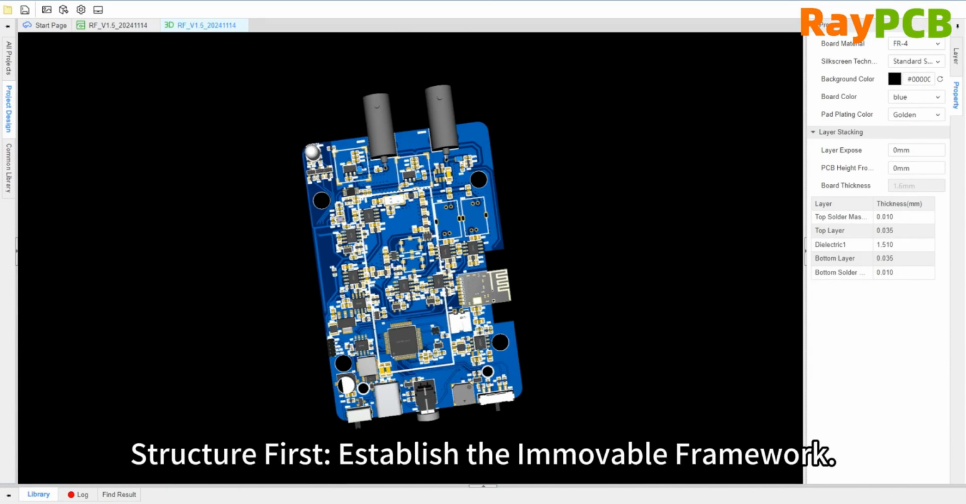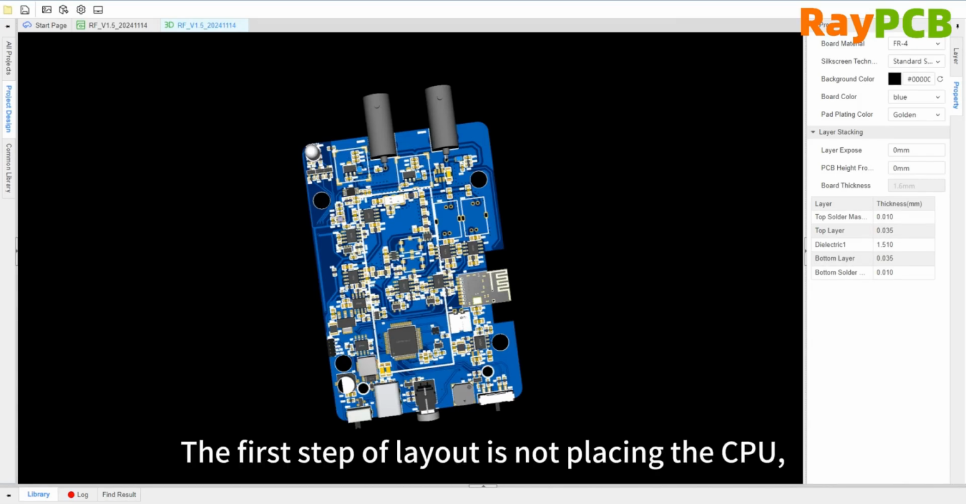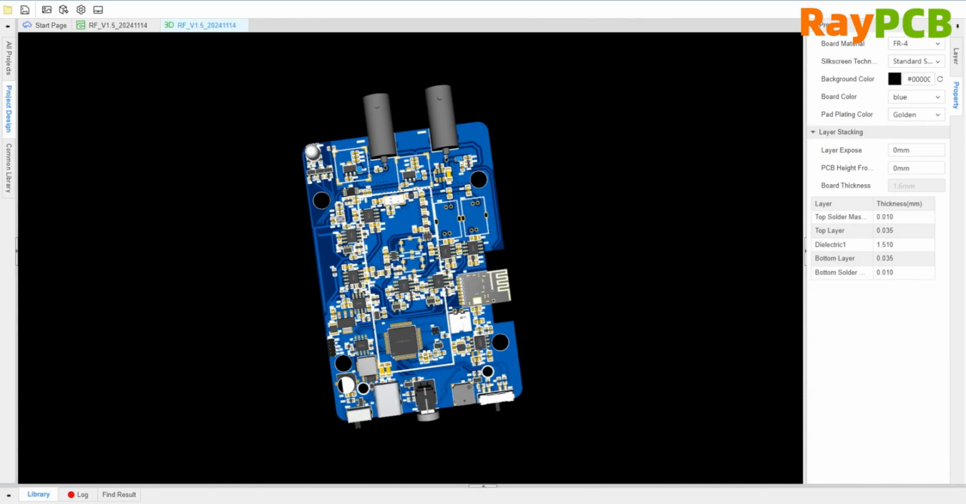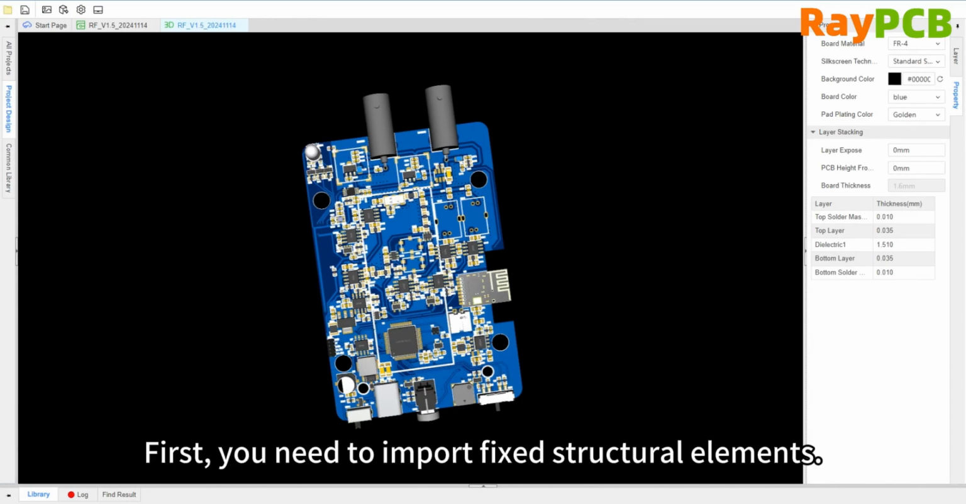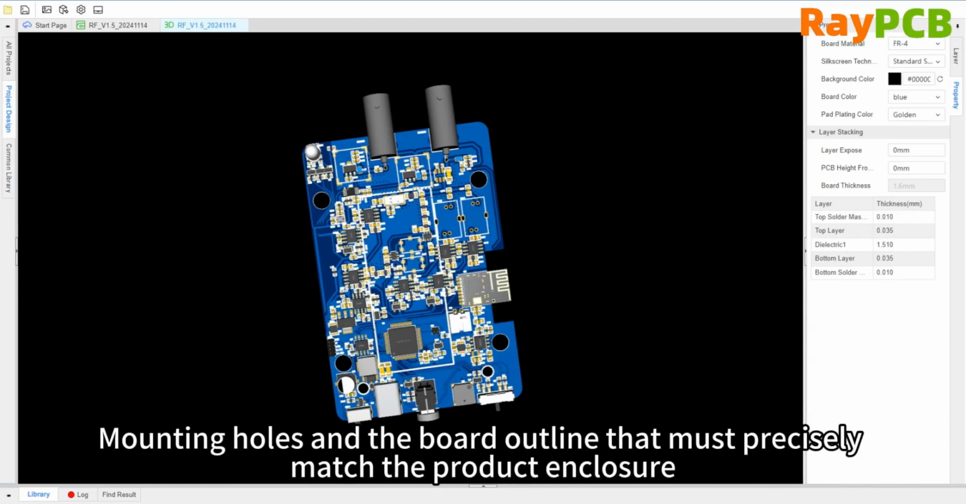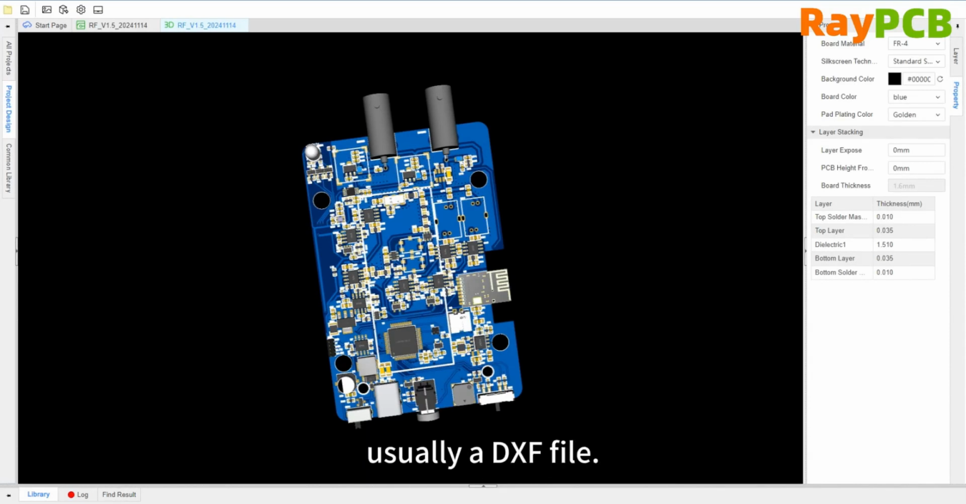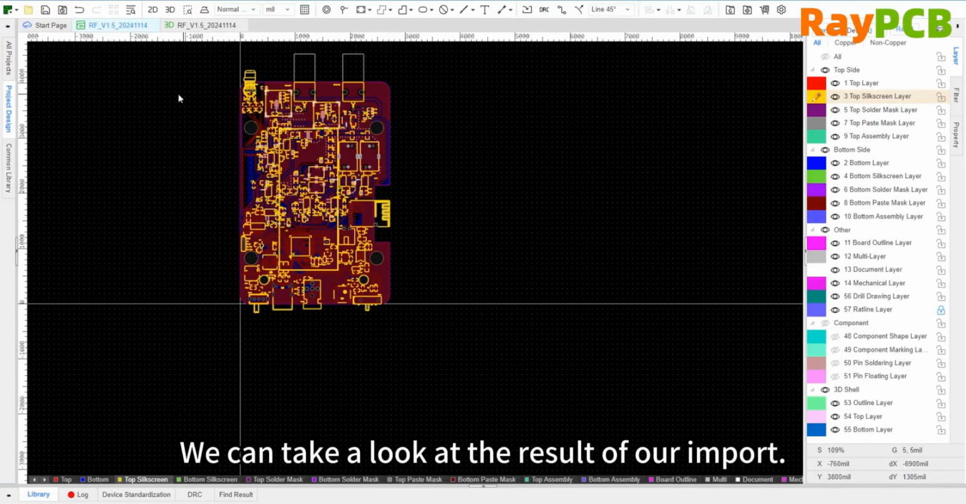Layout strategy 2. Structure first. Establish an unshakable framework. The first step is not to place the CPU, but to determine the backbone of the entire board. So first, you need to import the fixed structural elements and bring in the mounting holes and short frames that precisely fit with the product's casing from the structural files, usually DXF files. Let's take a look at the result after importing them.